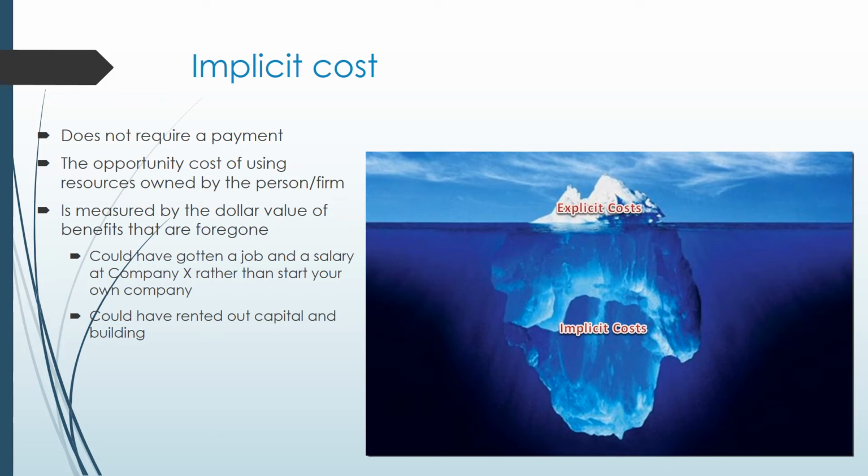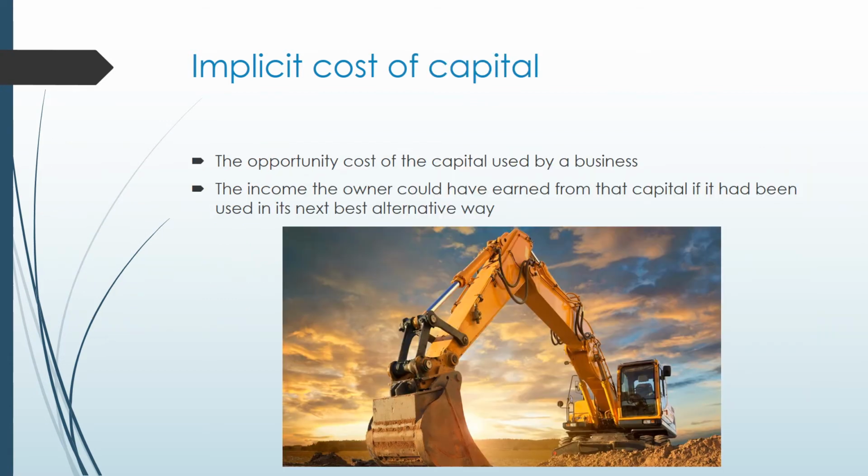So again, with implicit cost, there's no money changing hands. It's money that you could have earned if instead of making this firm or this business, you had done your next best option. And so you add up the value of that next best option, your salary, any capital or buildings that you could have rented out, and we add that as an implicit cost. All right, so this is just specifically defining implicit cost of capital. I just defined this one though. So it's the opportunity cost of the capital used by a business.